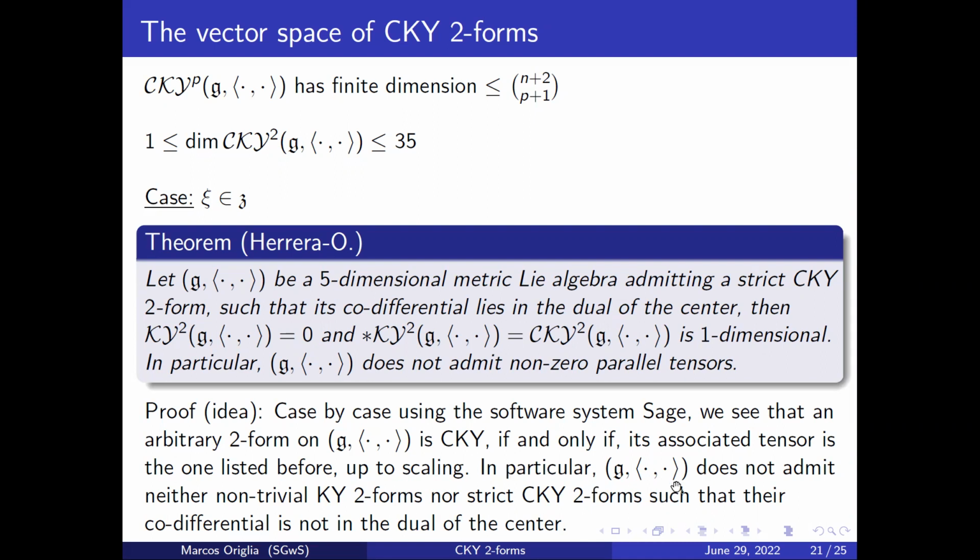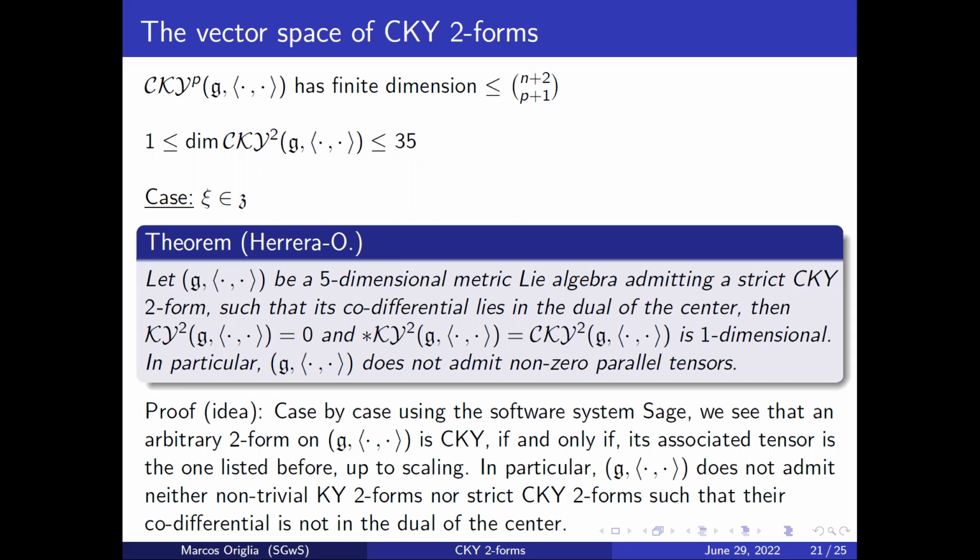What's more, in particular G does not admit non-trivial Killing, as I mentioned, but also strict conformal Killing 2-forms such that the codifferential is not in the dual of the center. So if you assume that this vector is in the center, we have one strict example, and there are not more. That's the situation.